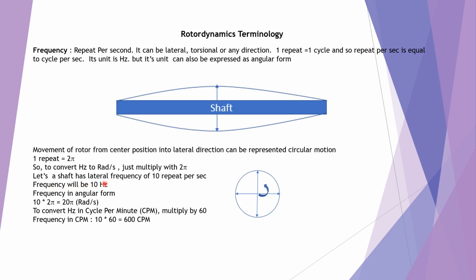Let's say a shaft has a lateral frequency of 10 repeats per second. The frequency in hertz will be 10 hertz, but in angular form, 10 into 2 pi, that is 20 pi radian per second. To convert hertz to cycles per minute, multiply by 60. So frequency in CPM is 10 into 60, that is 600 CPM. So if you want to convert hertz into radian, just multiply by 2 pi. If you convert hertz into CPM, just multiply by 60. So there is a relationship between hertz to radian and hertz to CPM.